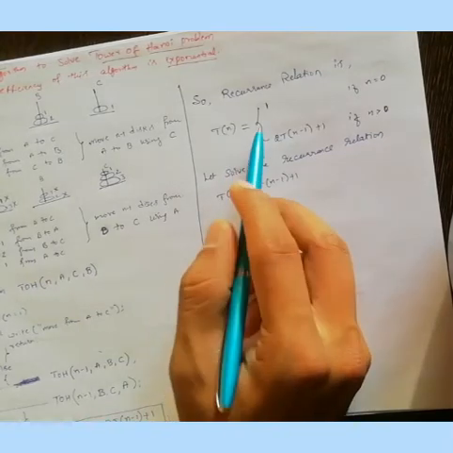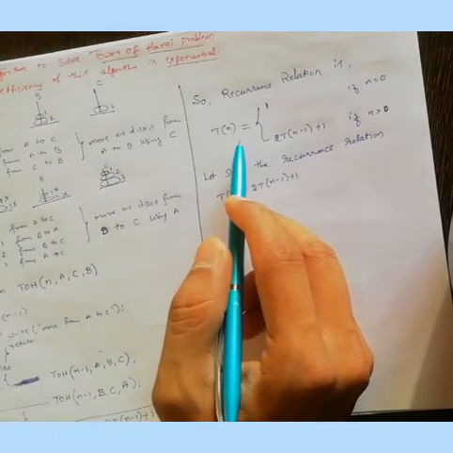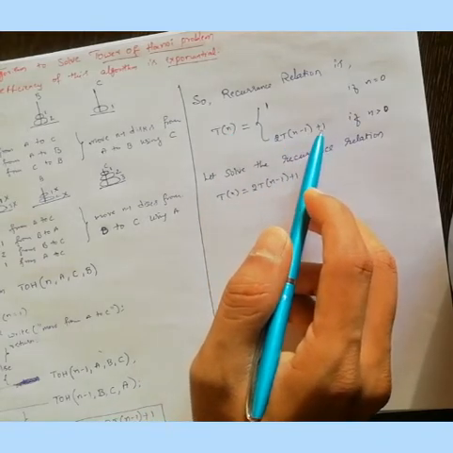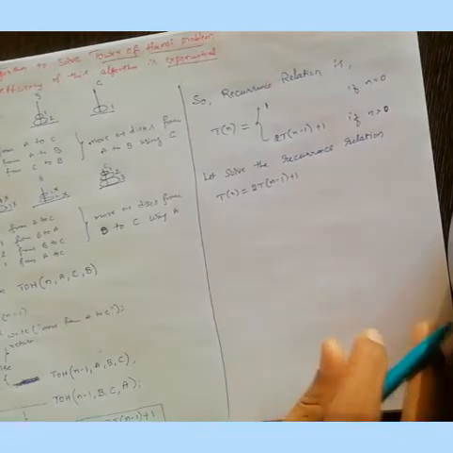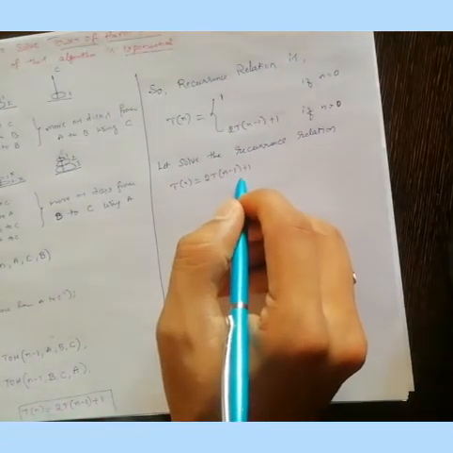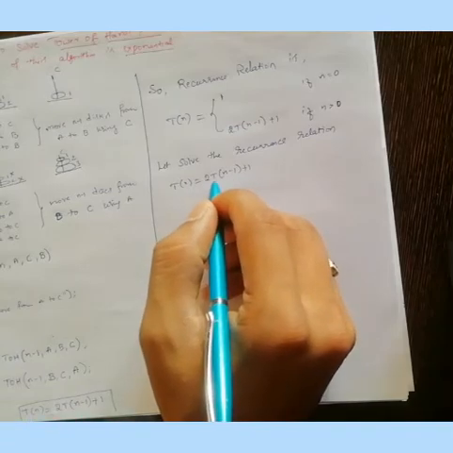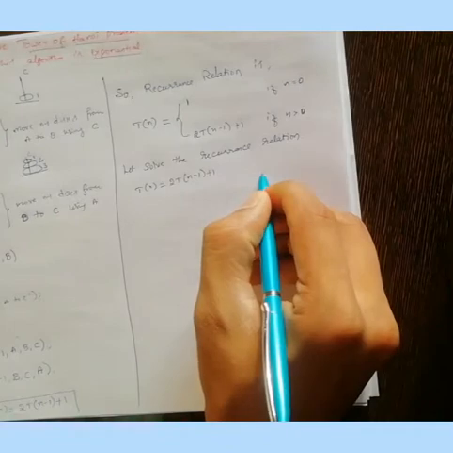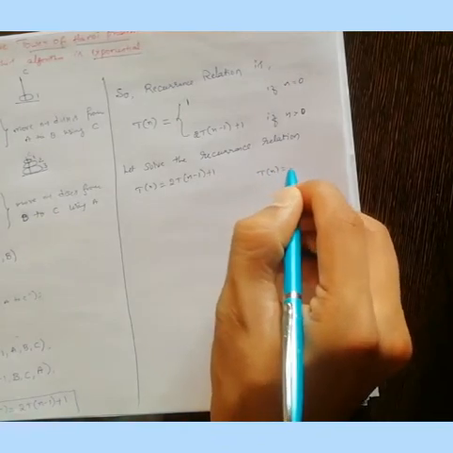So what is the recurrence relation? The 1 is already solved, it is a constant. So we have to solve T of n is equal to 2 T of n minus 1 plus 1 to find the efficiency. So how to solve this recurrence relation now? On the right hand side we have to solve. So what is the value of T of n minus 1? We don't know, but we know the value of T of n.